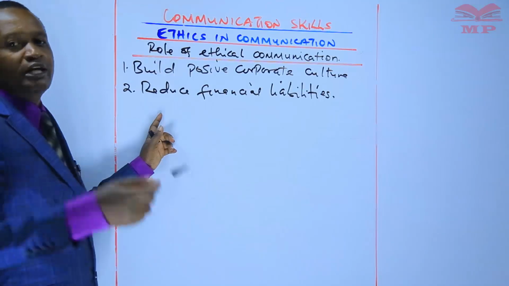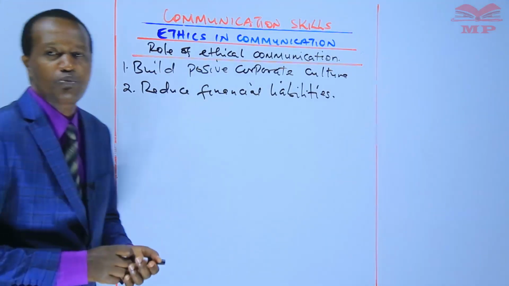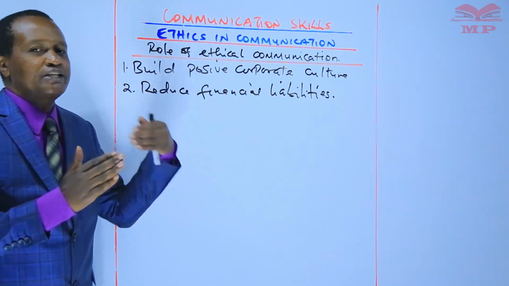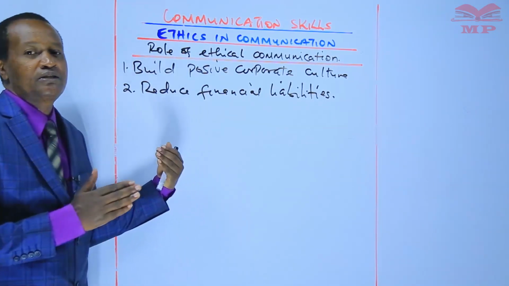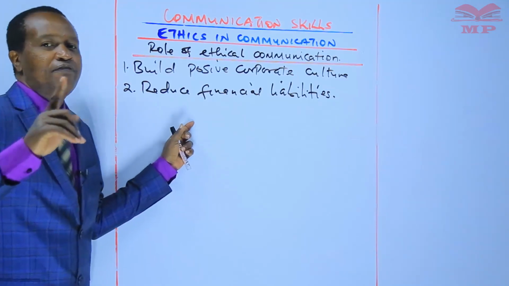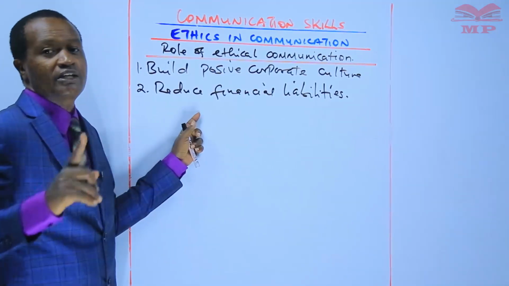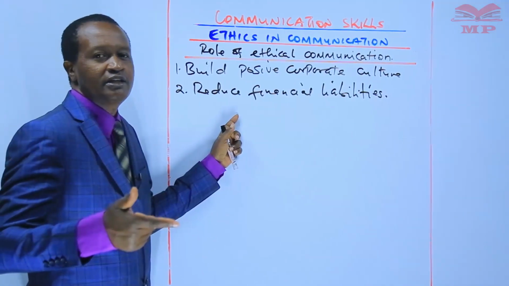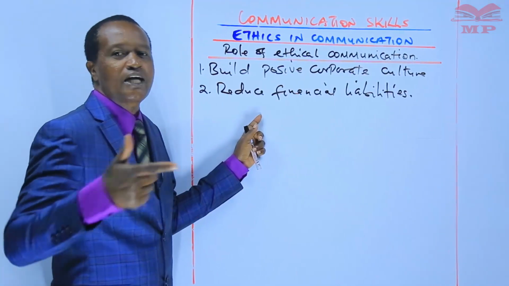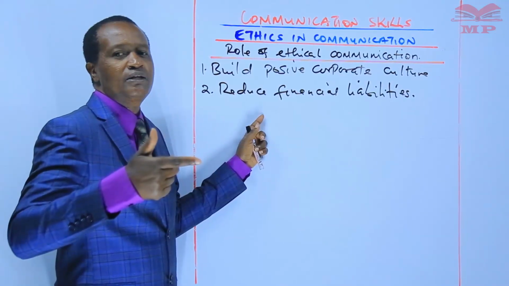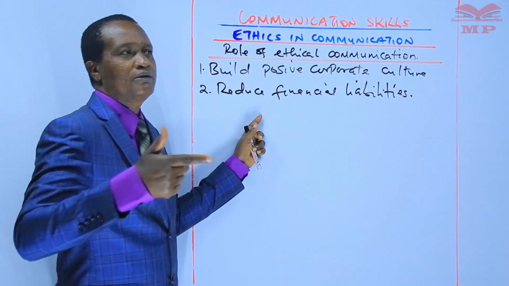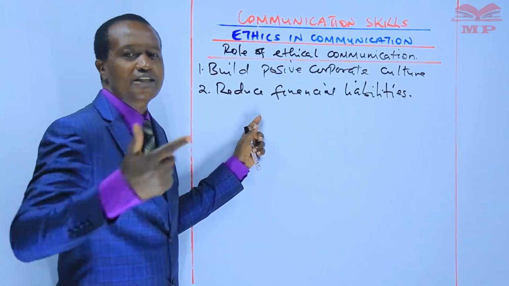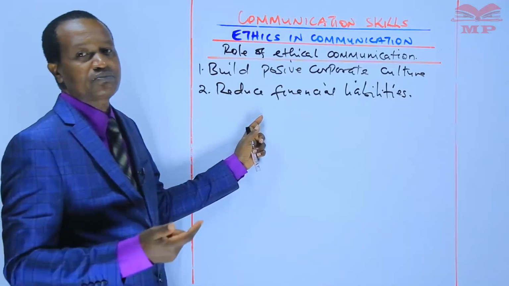Reduce financial liabilities. Candidates, organizations that don't develop policies on ethical standards risk financial liabilities. And the first liability is reduction in sales. For example, say a real estate development company can lose a customer or can lose a sale if a customer is not well asked or responded to in time.